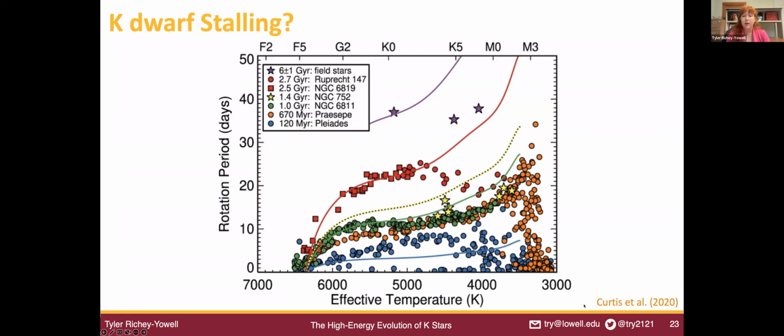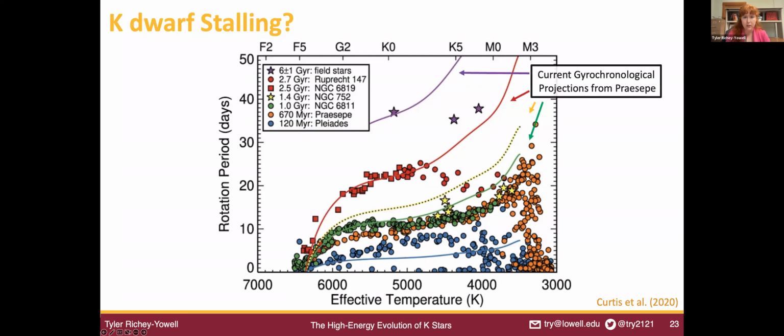for stars in clusters of different ages. Overlaid are current gyrochronological models of where we would expect stars at this age to fall within this rotation period versus effective temperature plot. You can see here that these models match up pretty well for G stars. The green line is on top of the green points for G stars, and the red line on top of the red points, and there's clear evolution.